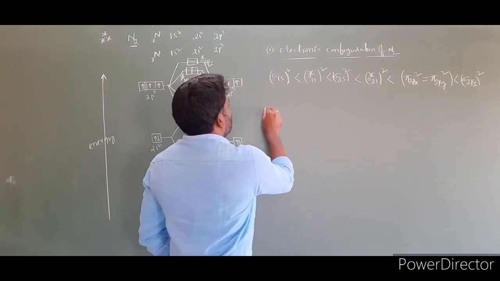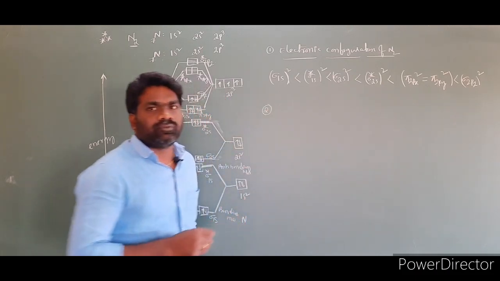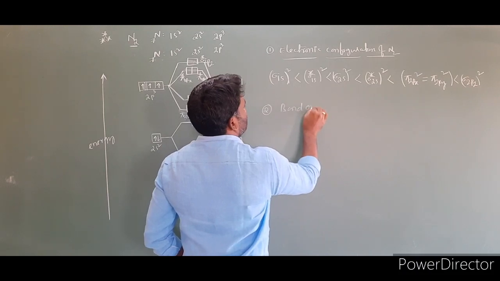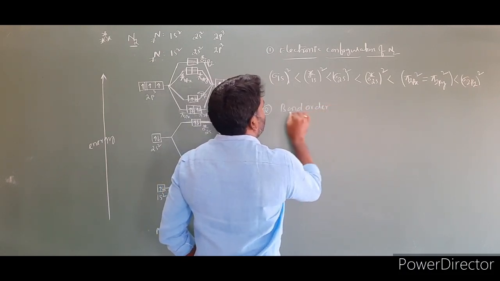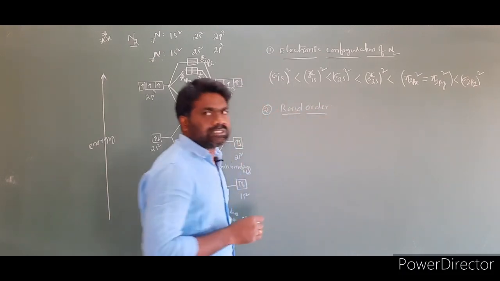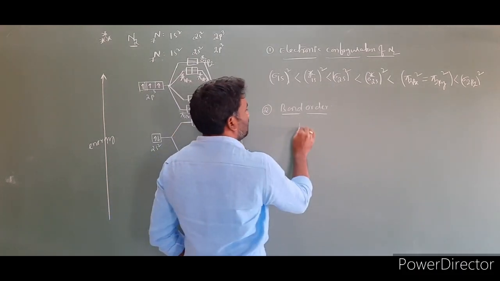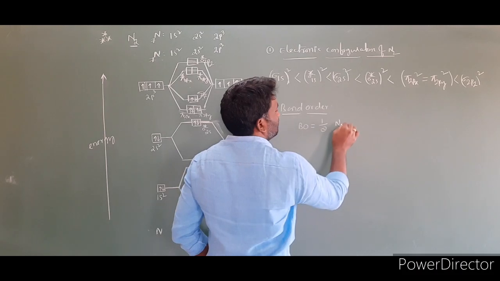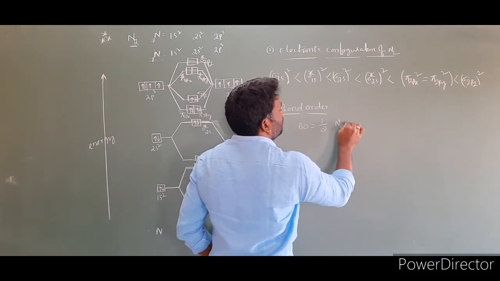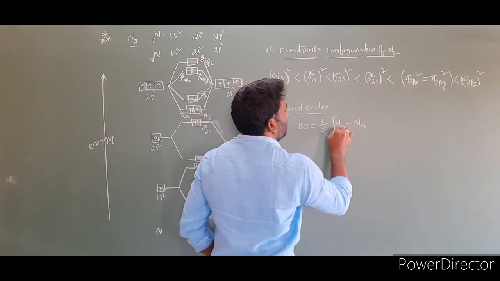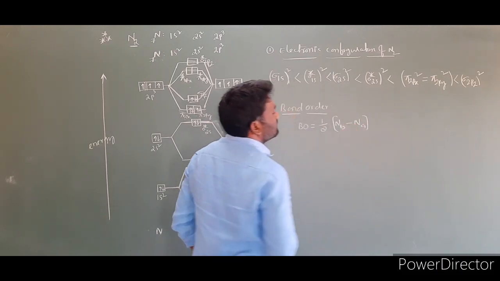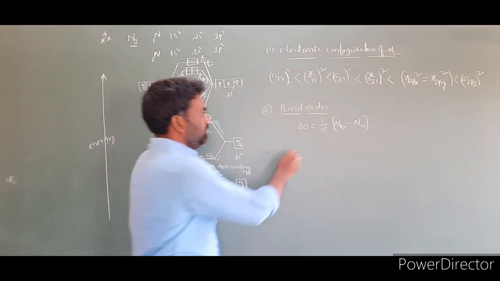Then the second thing we have to do is find the bond order of the N2 molecule. What is the formula for bond order? Bond order is equal to half into the number of electrons in bonding minus the number of electrons in anti-bonding. This is the formula we have. Then we have to count it.